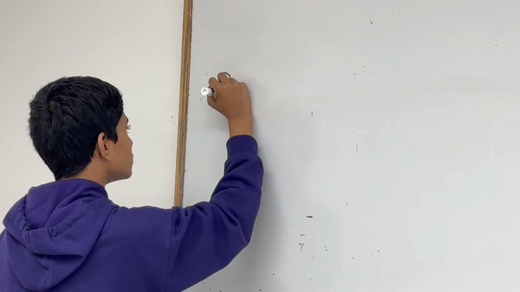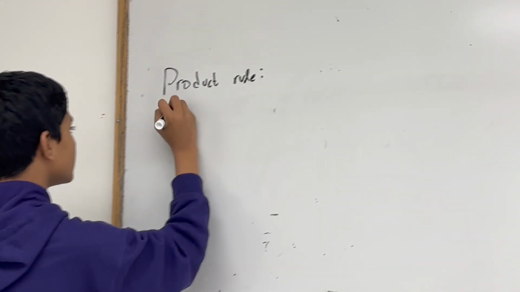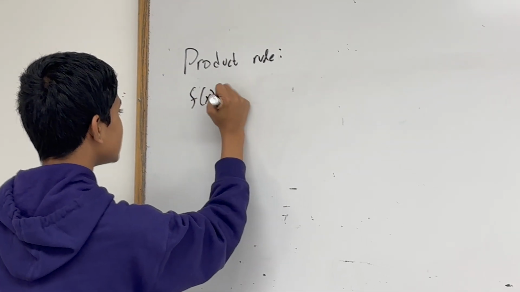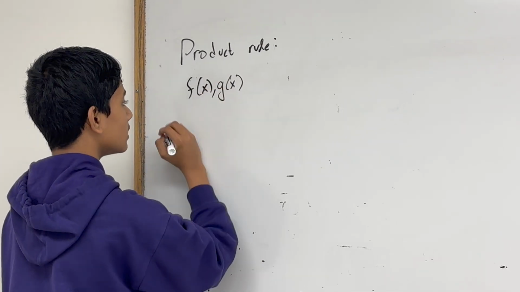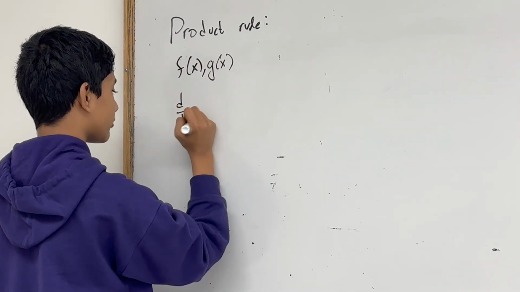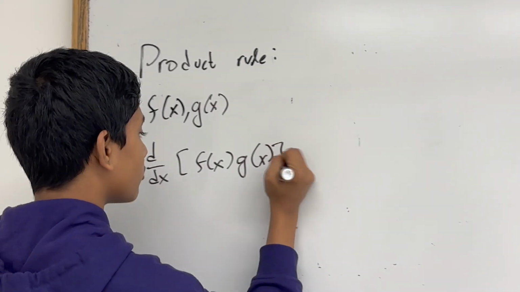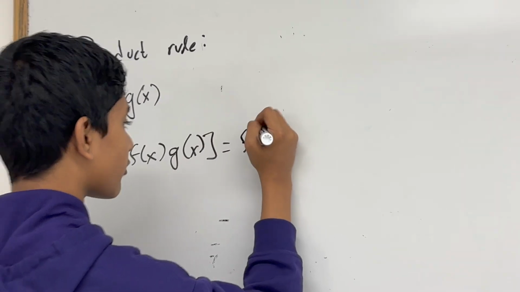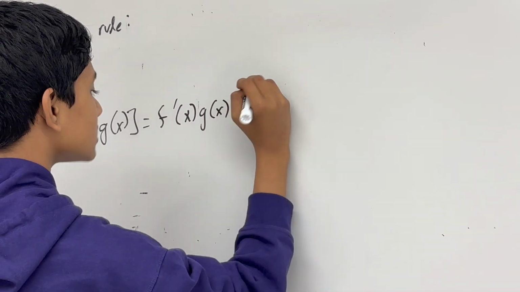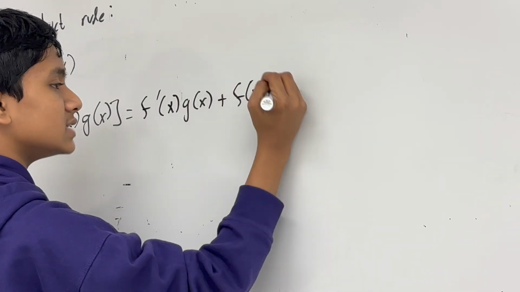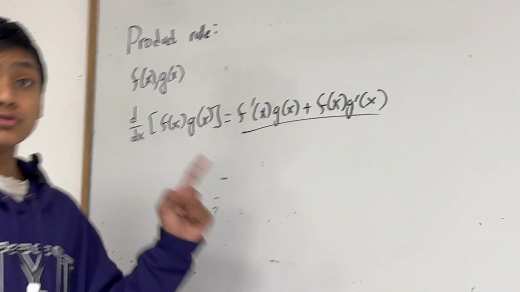So the product rule states that given two functions f of x and g of x, the derivative of their product is equivalent to the derivative of f of x times g plus the derivative of g of x times f. So how do we prove this?